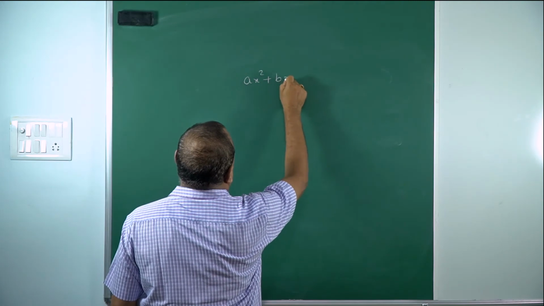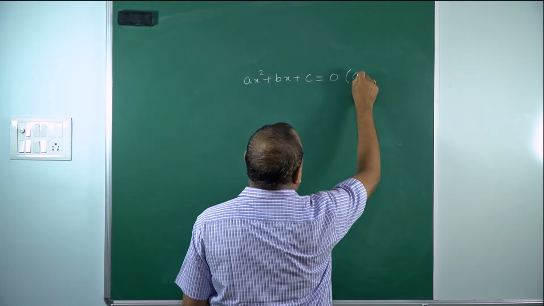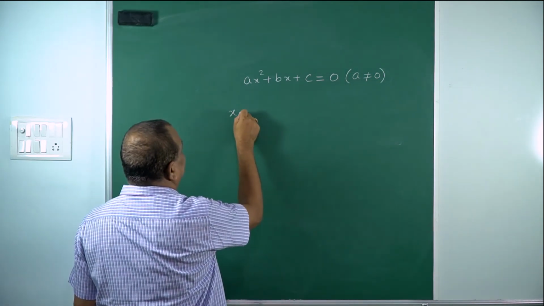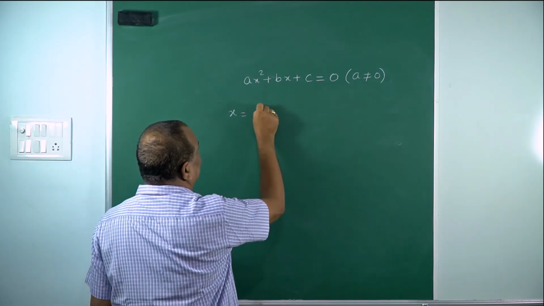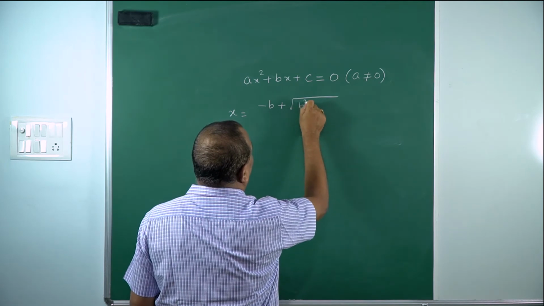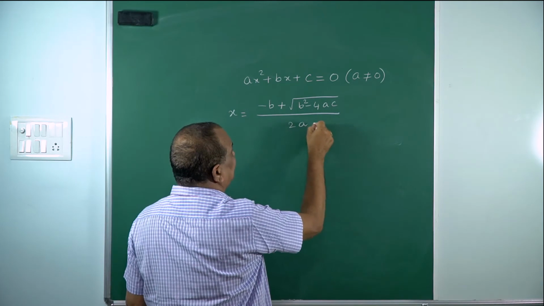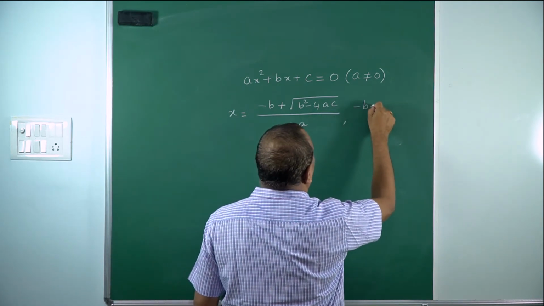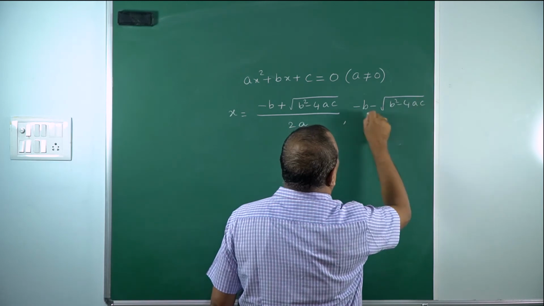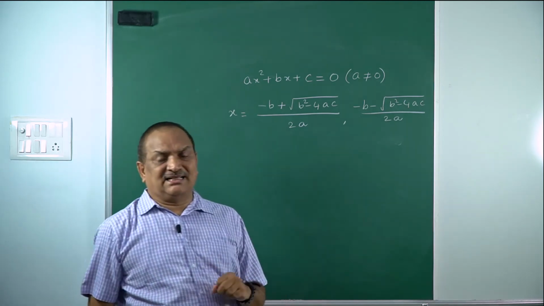ax square plus bx plus c is equal to 0, a is not equal to 0. We found the value of x. We said there are 2 roots: minus b plus square root of b square minus 4ac, by 2a. And there is another root: minus b minus square root of b square minus 4ac, by 2a. So these are the 2 roots we said.